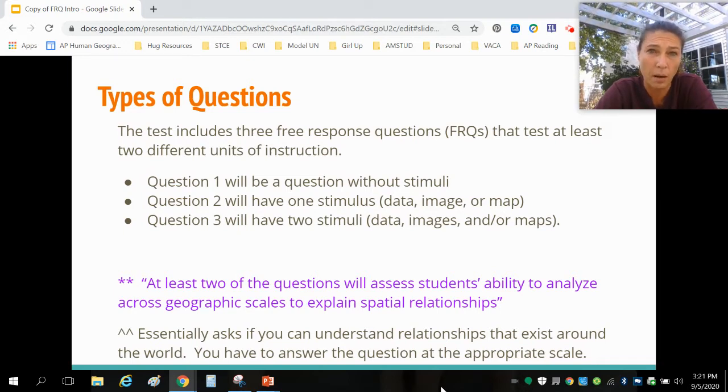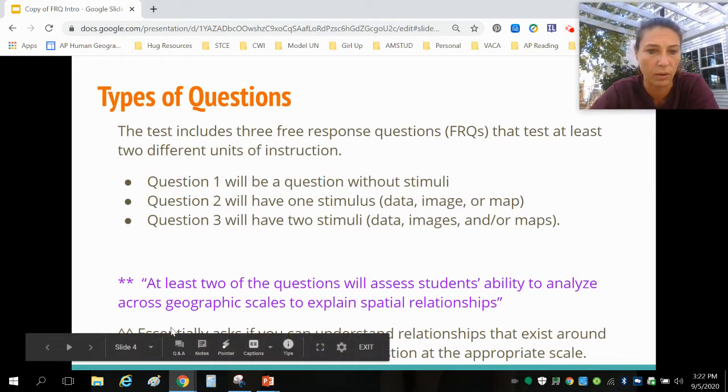The other thing that is common is that you're going to have to be really conscientious about the question in terms of at what scale they're looking for you to answer. So if it's a question that is global in scale, and you answer it based on country by country, you're not going to earn points. But again, we'll go through this in more detail when we get closer to the actual test. So we'll do some more boot camp kind of stuff with FRQs. This is just an overview.